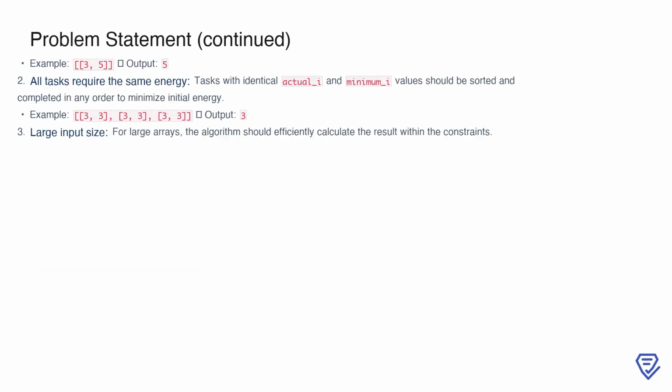To wrap up, let's consider some edge cases. First, if there is only one task, the initial energy must at least match the minimum_I for that task. For example, if the input is 3, 5, the minimum starting energy would be 5. Next, if all tasks require the same energy, you can complete them in any order, and the output will be equal to the largest minimum_I. For instance, with 3, 3, 3, 3, 3, 3, the output is 3.